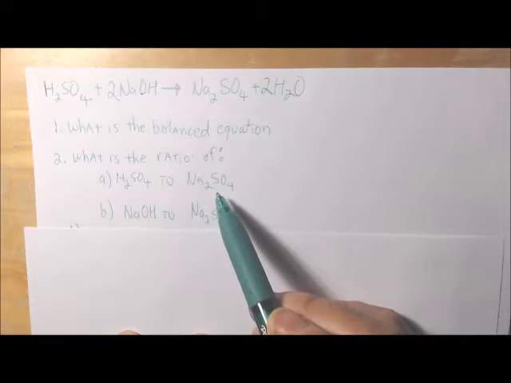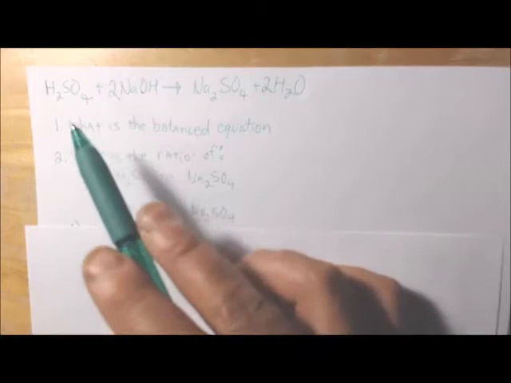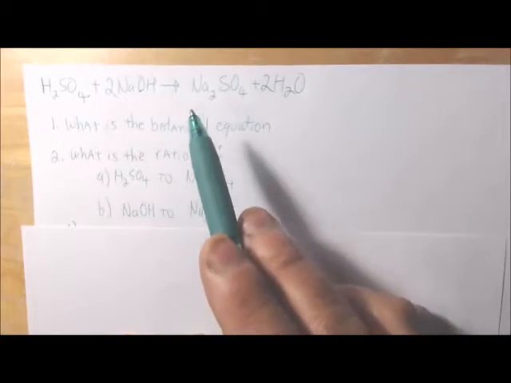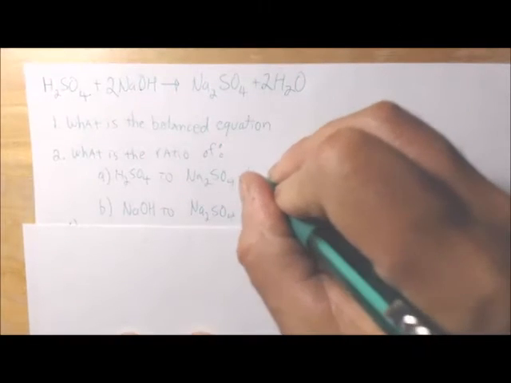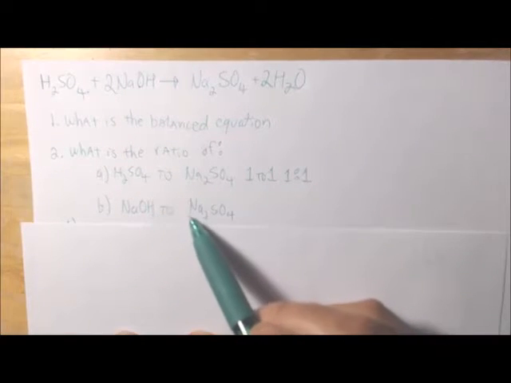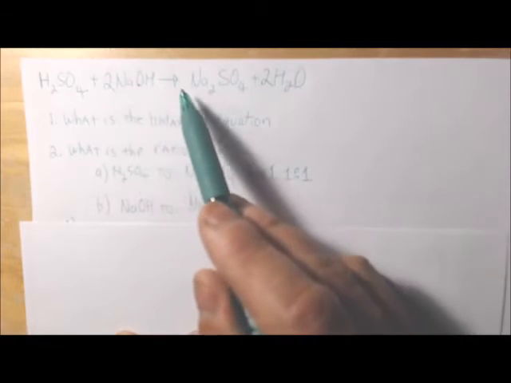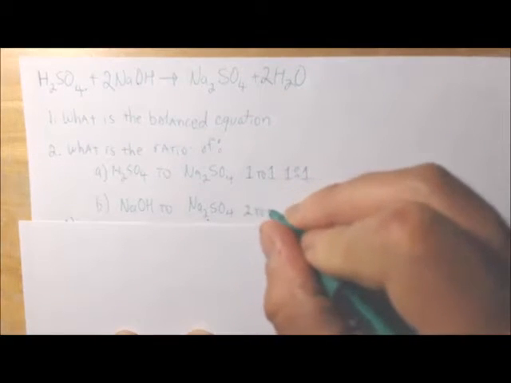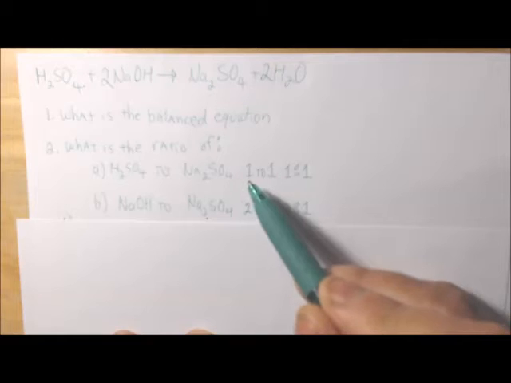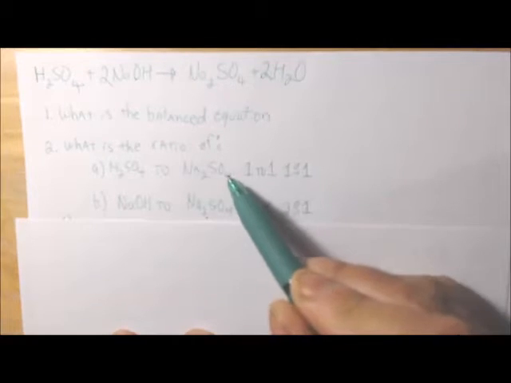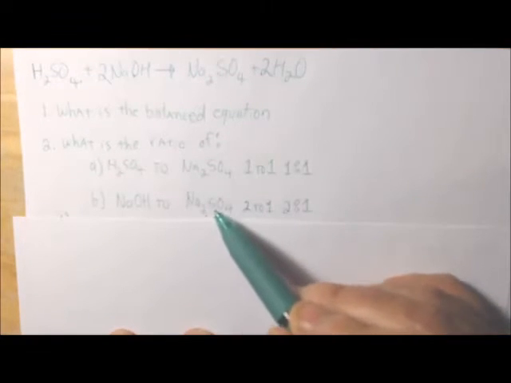H2SO4 to Na2SO4. So sulfate will give us 1 to 1. 1 to 1, written like this. And sodium hydroxide to sodium sulfate is 2 to 1. Just like that. So that is for every 1 mole of sulfuric acid, you will produce 1 mole of sodium sulfate. For every 2 moles of sodium hydroxide, you will produce 1 mole of sodium sulfate. And that's how you do that. Let's take a look at the next one.